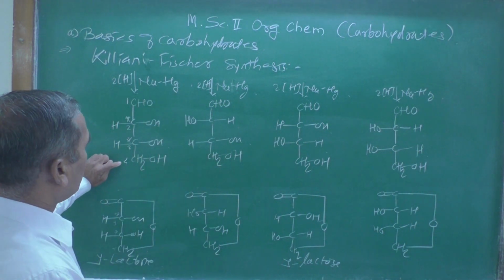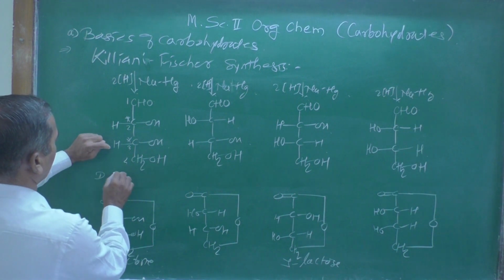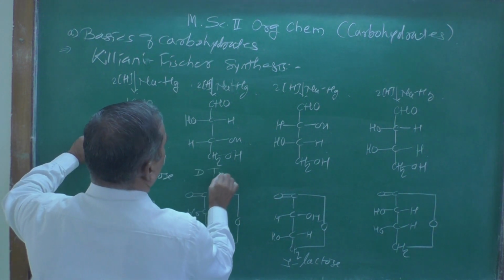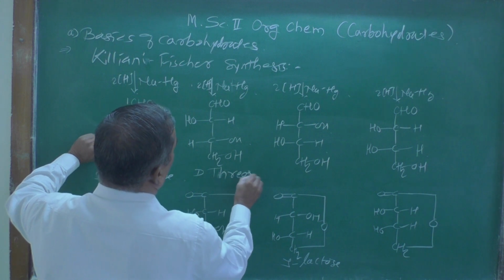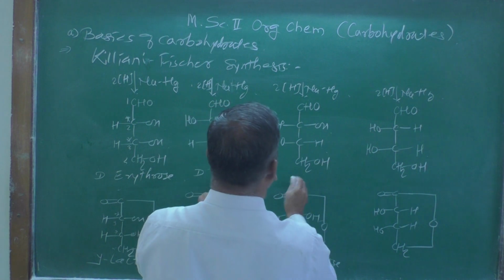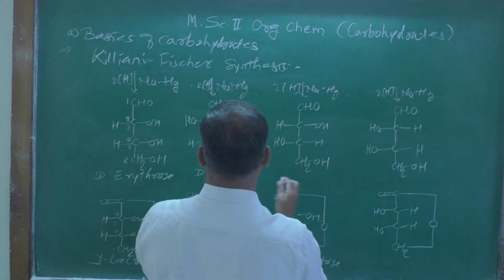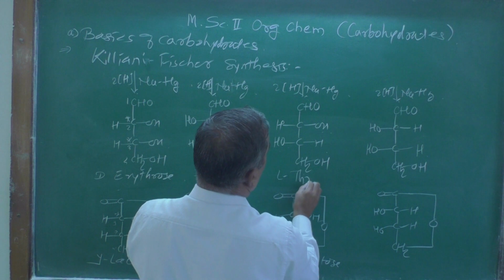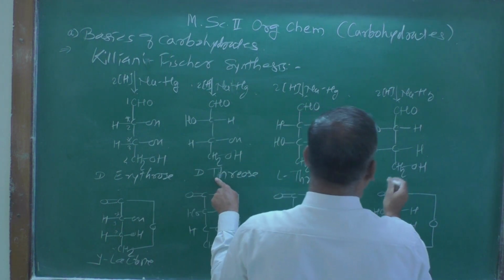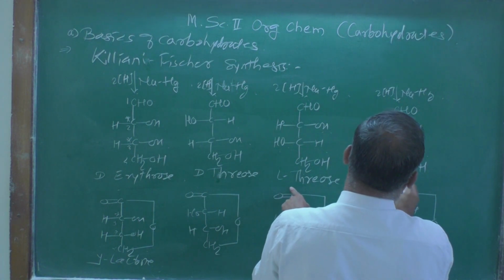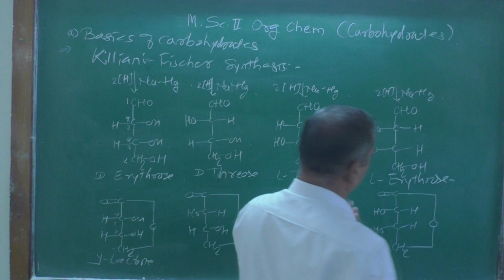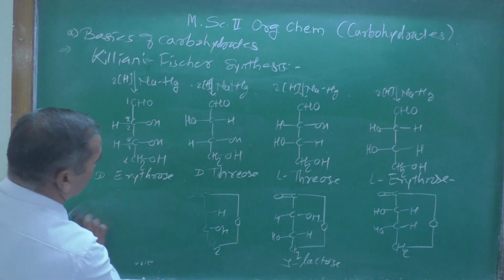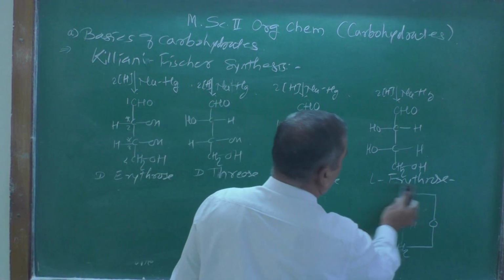This one is erythrose, and this is a D-tetrose. Look at the hydroxy group on the opposite side, therefore this one is an L-tetrose, and this one is erythrose. And after that, further, pentose: how we will get pentose, I think we will see in the next lecture.